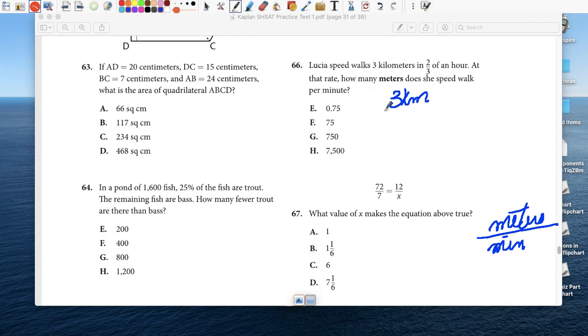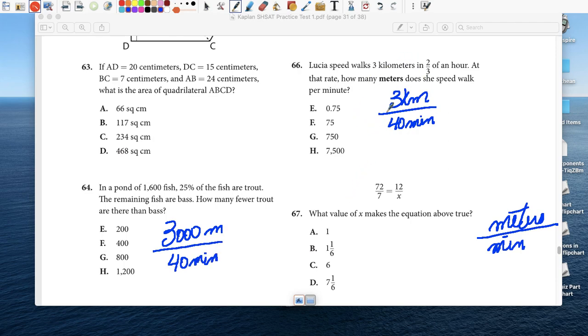3 kilometers, 2/3 of an hour is 40 minutes. If you break 60 minutes in an hour into thirds, it's 20 minutes each. So 2/3 is 40 minutes. Now, it's not in the units that I want. It should be meters. So I'm going to make one more change, and instead of writing 3 kilometers, I'm going to write over here 3,000 meters. 1 kilometer is 1,000 meters. So 3,000 meters over 40 minutes.